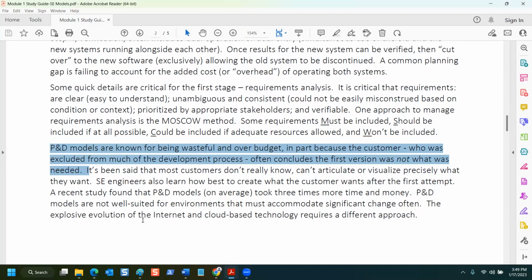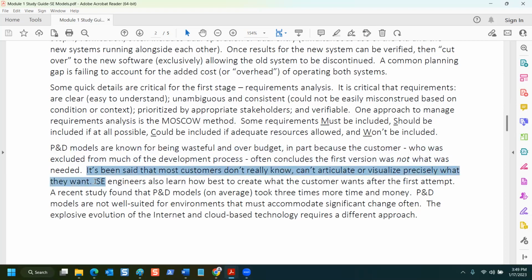It's been said that most customers don't really know, or can't articulate or visualize, precisely what they want until they have something in front of them. And then, unfortunately, with traditional, old school methods, you can flip a coin. Half the time, your customers are going to say, yeah, I get that that meets the specifications, but that's not what we want, right? So then they learn what they really want in version 2.